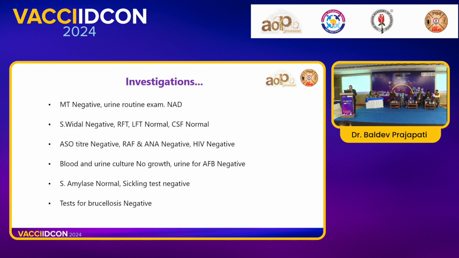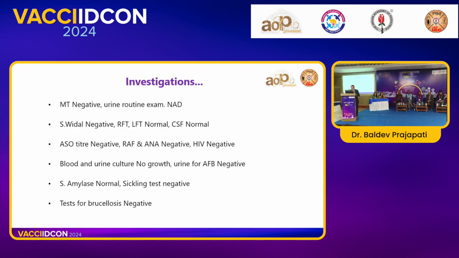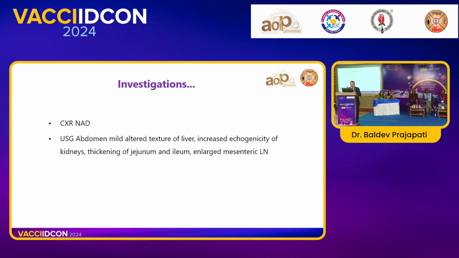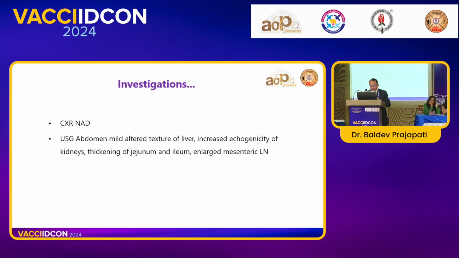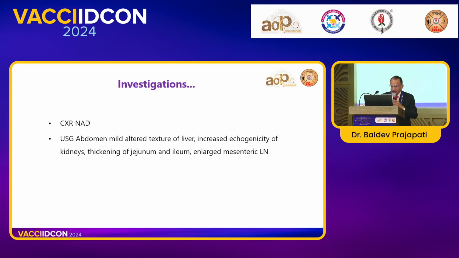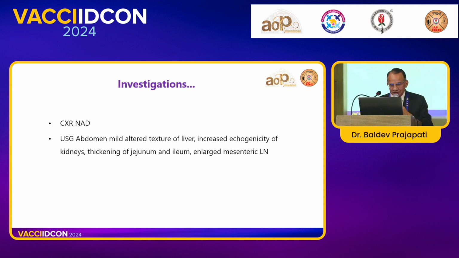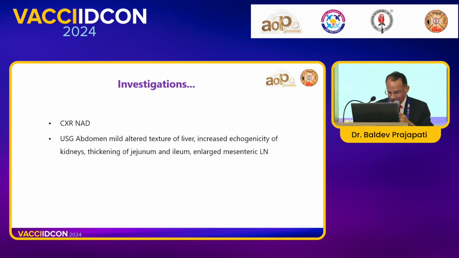ASO titer negative. RA factor was done. ANA was negative. All cultures negative. Even urine for AFB, which somebody did, was negative. Amylase was normal. Sickling test was negative. Brucellosis negative. Chest X-ray was normal. USG abdomen showed mild altered texture of liver, increased echogenicity of kidney, thickening of jejunum and ileum, and enlarged mesenteric lymph nodes.